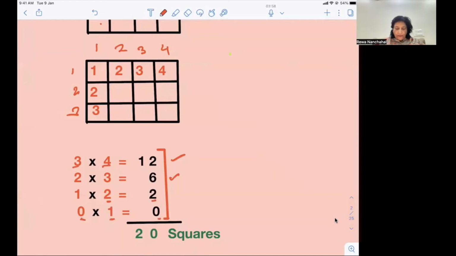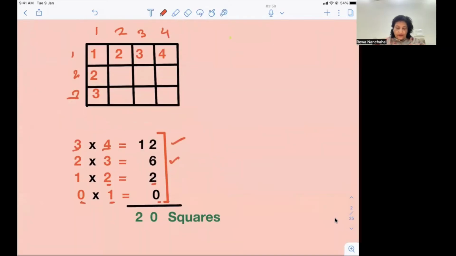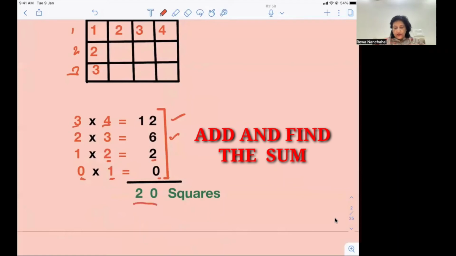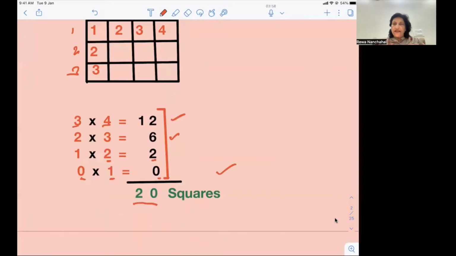Now let us count the number of squares. 12 plus 6 is 18, plus 2 is 20. So 20 squares is our answer. Now let us see type 2.